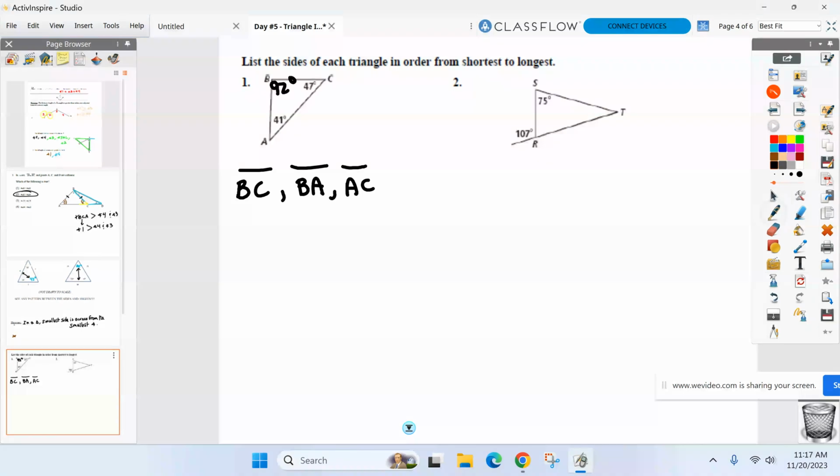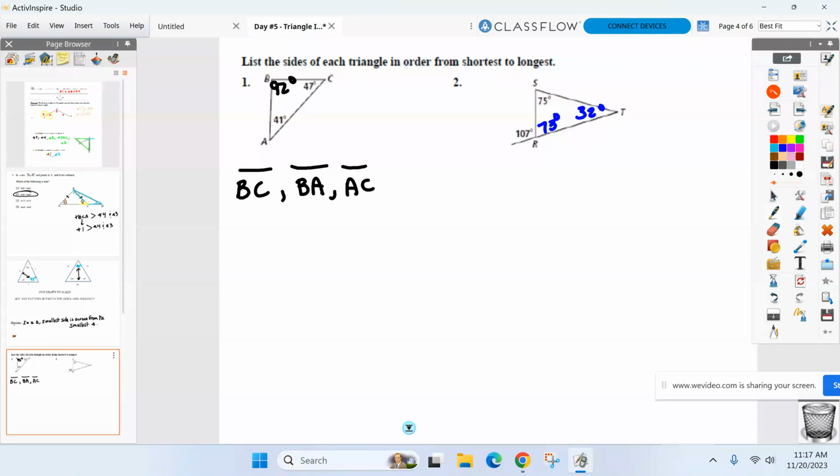Next up, diagram 2. I gave you exterior angle 107. You should be able to find the other two angles from there. Oh boy, what's that? 73. 148. 32.